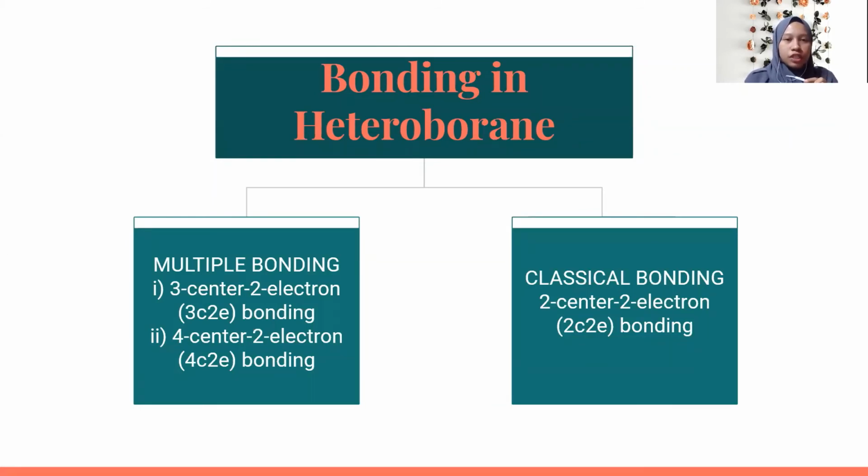So today I will continue the presentation with the bonding in heteroborane. There are two types of bonding found in heteroborane, which are multiple bonding and classical bonding. In multiple bonding, we can divide it into two: 3-center 2-electron bonding and 4-center 2-electron bonding. While in classical bonding, there is only one type, which is 2-center 2-electron bonding.